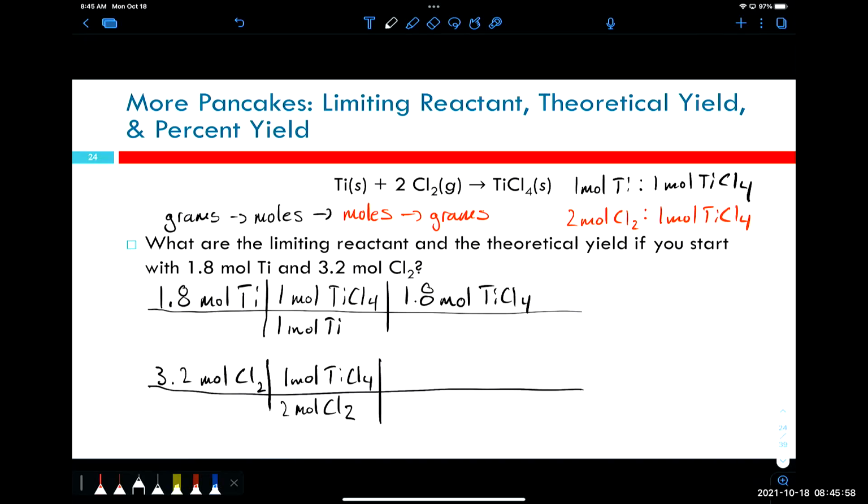So now we do have to do a little bit of math. We have 3.2 moles. Again, on these, we multiply across the top and then divide by whatever's on the bottom. So 3.2 times 1 is still 3.2, divided by 2, gives us 1.6 moles of titanium chloride. So which one is our limiting reagent?